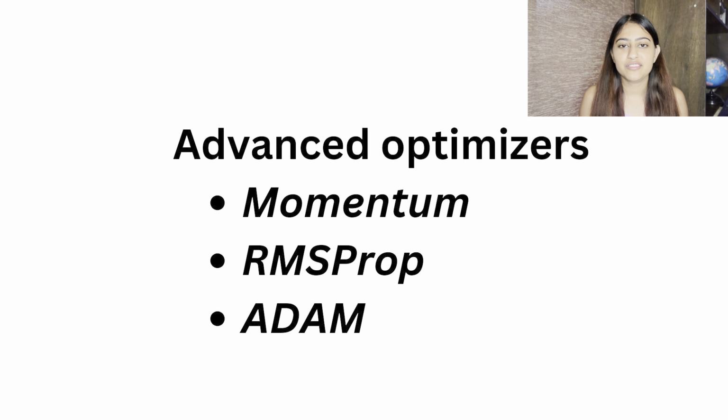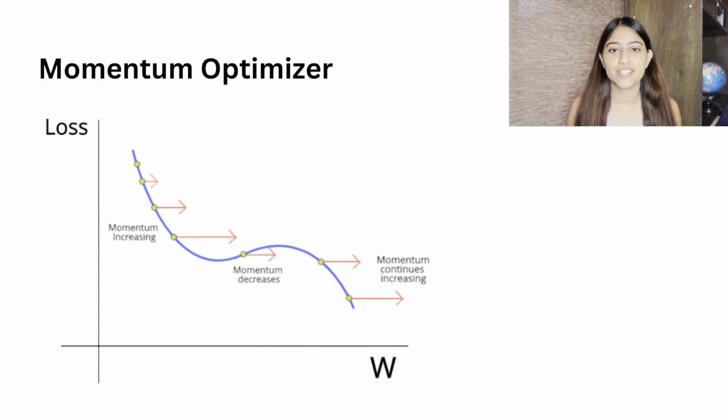To solve all of these challenges, we have advanced optimizers like Momentum, RMSProp, and Adam. They add extra tricks like memory and adaptive step sizes to keep the ball rolling even in tricky terrain. Let us start by talking about this really cool trick in deep learning called the Momentum Optimizer.